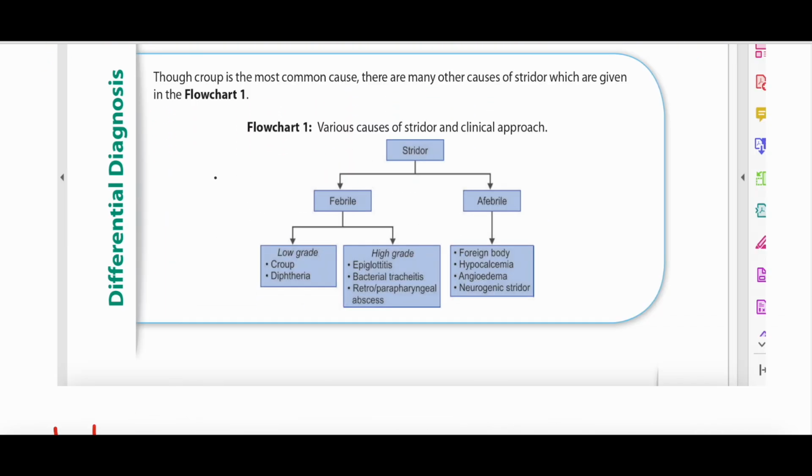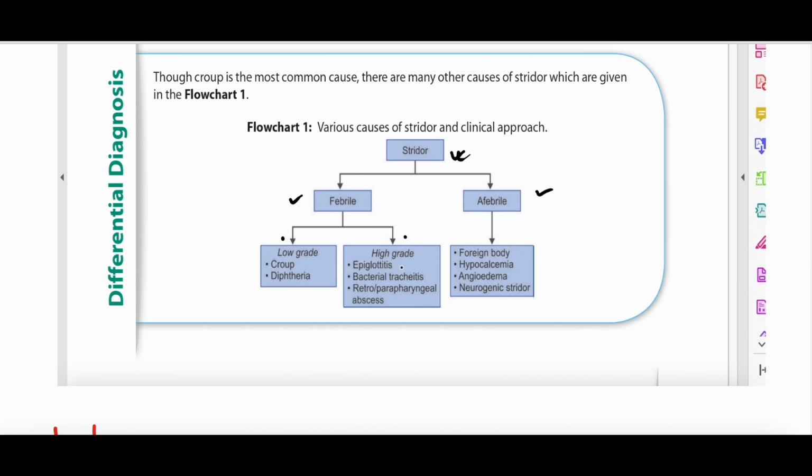So what is the difference? In the differential diagnosis of croup, for stridor we have to consider an important clinical feature: whether the child is febrile or afebrile. If the child is febrile, there is some kind of inflammation. It can be divided into low grade and high grade fever. Low grade is usually in croup, as in viral infections. Diphtheria also has low grade fever, and the child might have stridor. However, if the child has high grade fever, we have to absolutely think about epiglottitis.